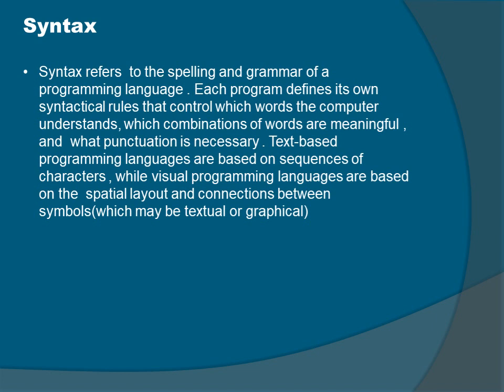that programming language. Text-based programming languages are based on sequences of characters, while visual programming languages are based on the spatial layout and the connections between symbols, which may be textual or graphical. So this is about the syntax, meaning the rules provided while we are writing the program that we have to follow when we want to expect that particular output.